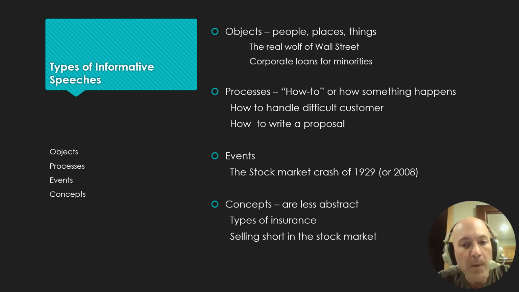You could also talk about events, so famous events related to business, of course. So the stock market crash of 1929, or even the stock market crash of 2008, would be a great example of a business-related event. Concept speeches are a little more abstract. So, for example, types of insurance or types of sub-insurance. Another example, selling short in the stock market. Once again, very abstract, a little more difficult, I would say.